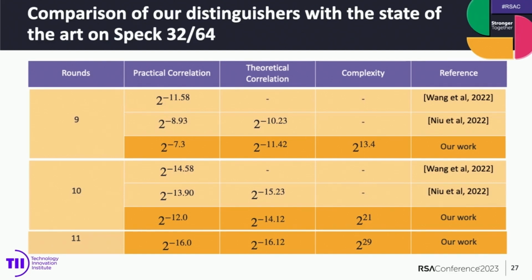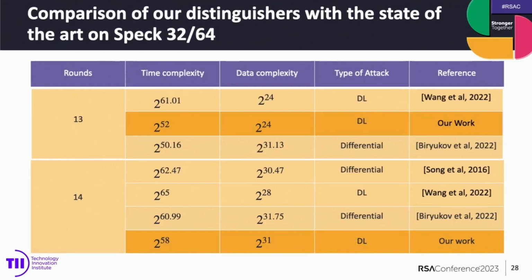8.93. For 10 rounds, we also improve the state of the art from 2 to the minus 13.9 to 2 to the minus 12. And for 11 rounds of SPECK32/64, we obtain a distinguisher with correlation of 2 to the minus 16 and complexity 2 to the 29 to distinguish a cipher from a pseudo-random permutation.